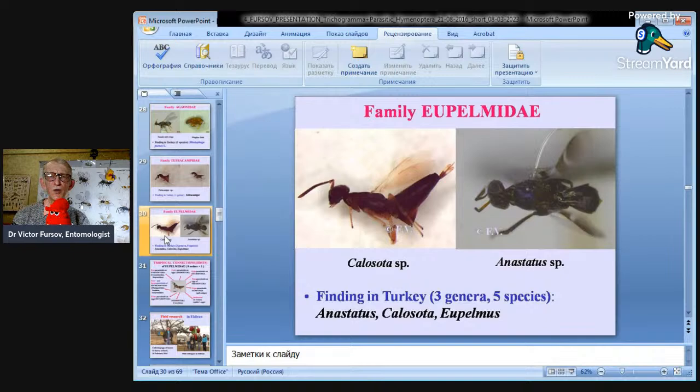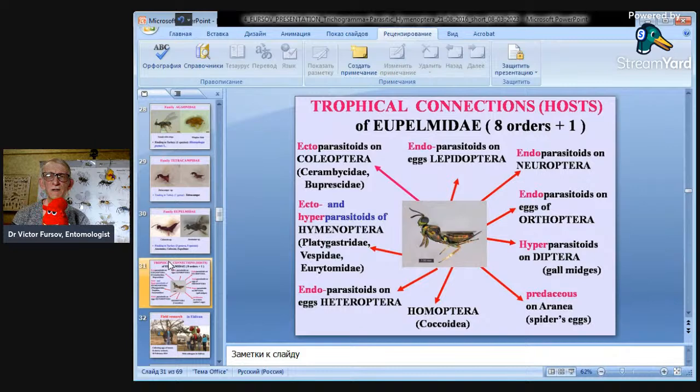Family Eupelmidae, genus Calosota, Anastatus. Eupelmidae have connections with 8 orders of insects, and one part is recorded as predaceous, with predaceous larvae on spider eggs. So they are parasitic on Neuroptera, Orthoptera, Diptera, Heteroptera, Hymenoptera, and beetles, Coleoptera, and they are also recorded as ectoparasitoids, endoparasitoids, and also as egg parasitoids on grasshoppers. So a very wide variety of host relations in the family Eupelmidae.